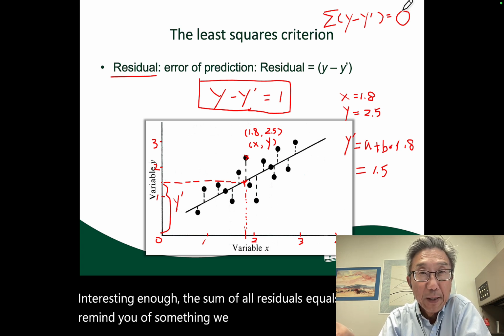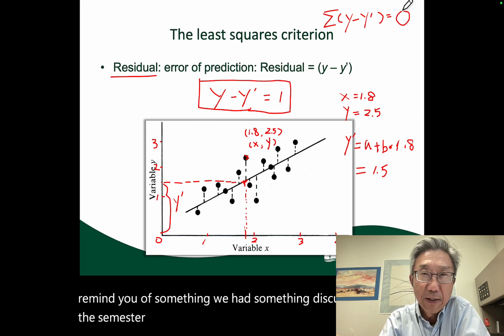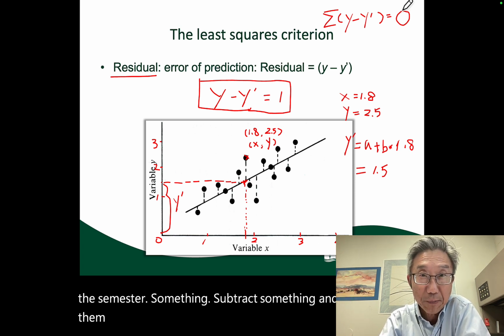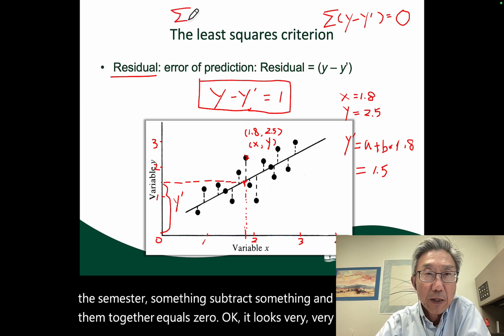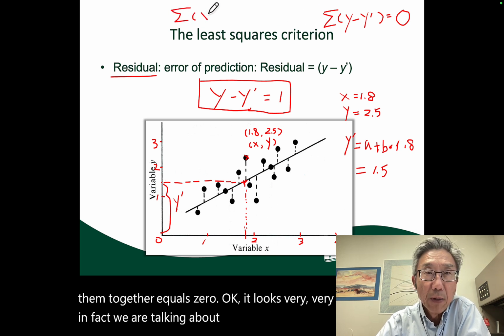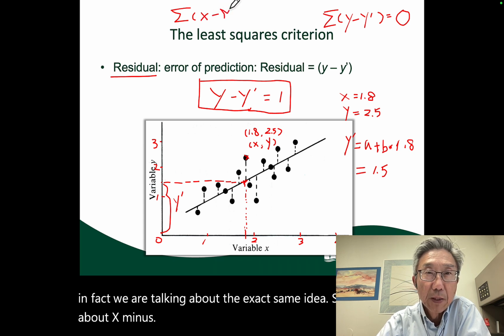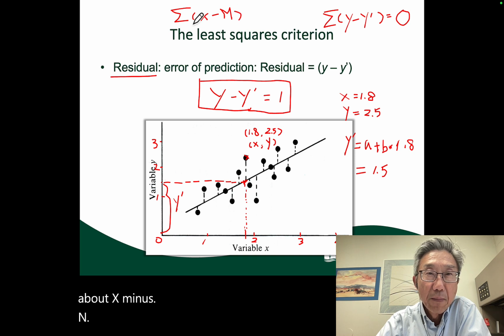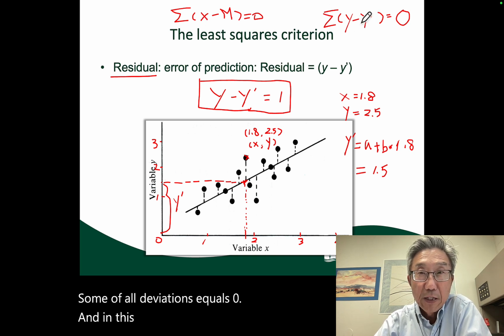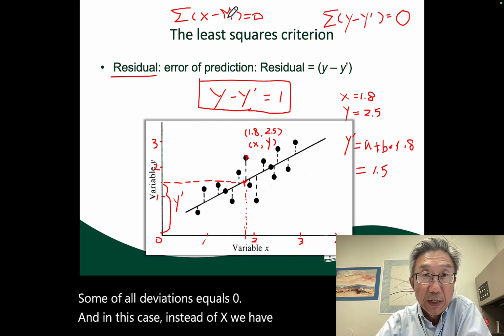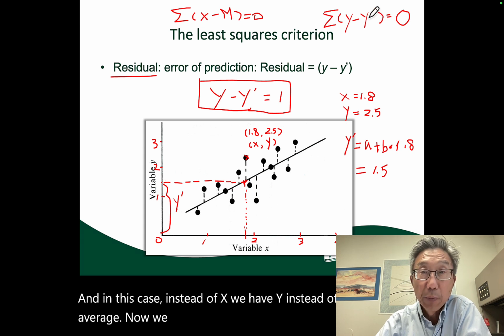We discussed something earlier in the semester: subtract something, then add them together, and it equals 0. It looks very similar, and in fact we are talking about the exact same idea. Think about x minus M: the sum of all deviations equals 0. In this case, instead of x, we have y, and instead of a mean average, now we have the prediction.